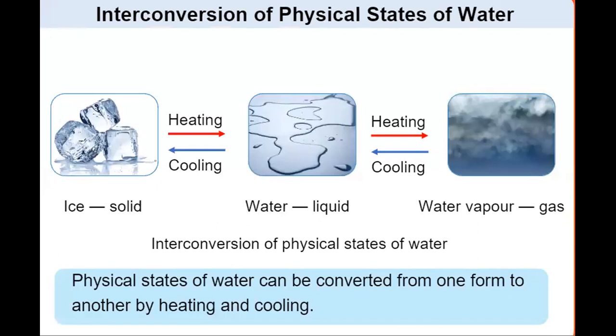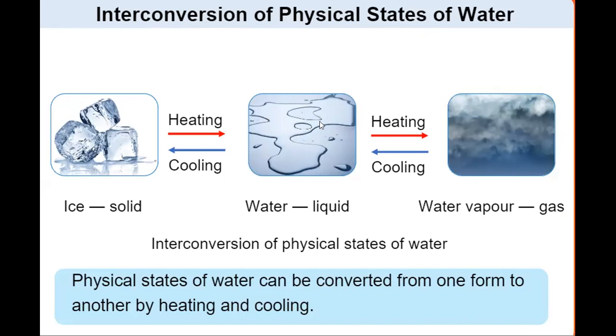Interconversion of physical states of water. Look at here. This is the solid state of water, that is an ice cube. By heating this ice cube, it turns into water, that is the liquid state. So to convert from solid state to liquid state, simply by the heating process, we can convert from solid to liquid.